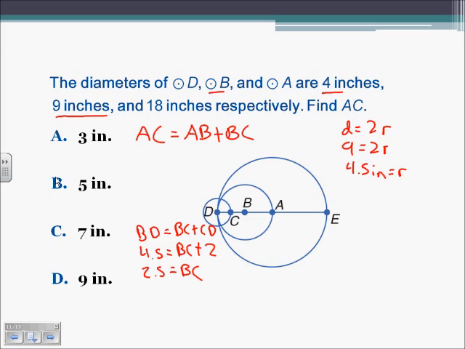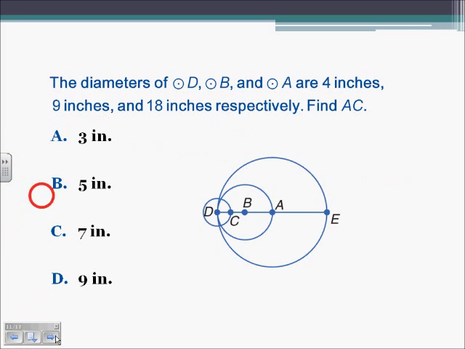We can plug that back into what we know. We're looking for AC. We already said AB was 4.5 inches, because that is the radius of circle B, plus BC, which is 2.5. So AC is going to equal 7 inches, which is answer C.